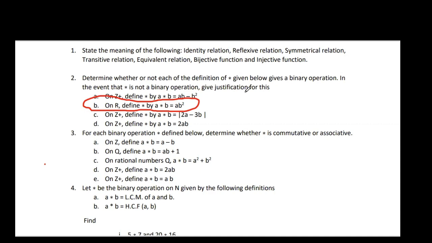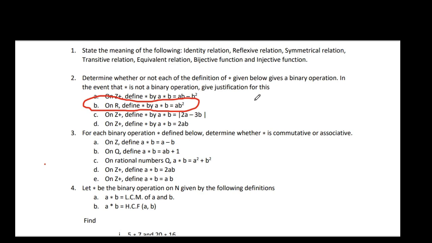Meaning if we get two numbers from the set of real numbers and we apply that operation, the answer that you get should also be a real number. If that closure property is satisfied, then we can conclude that the star is a binary operation. And if it does not satisfy the conditions, the star will not be a binary operation.